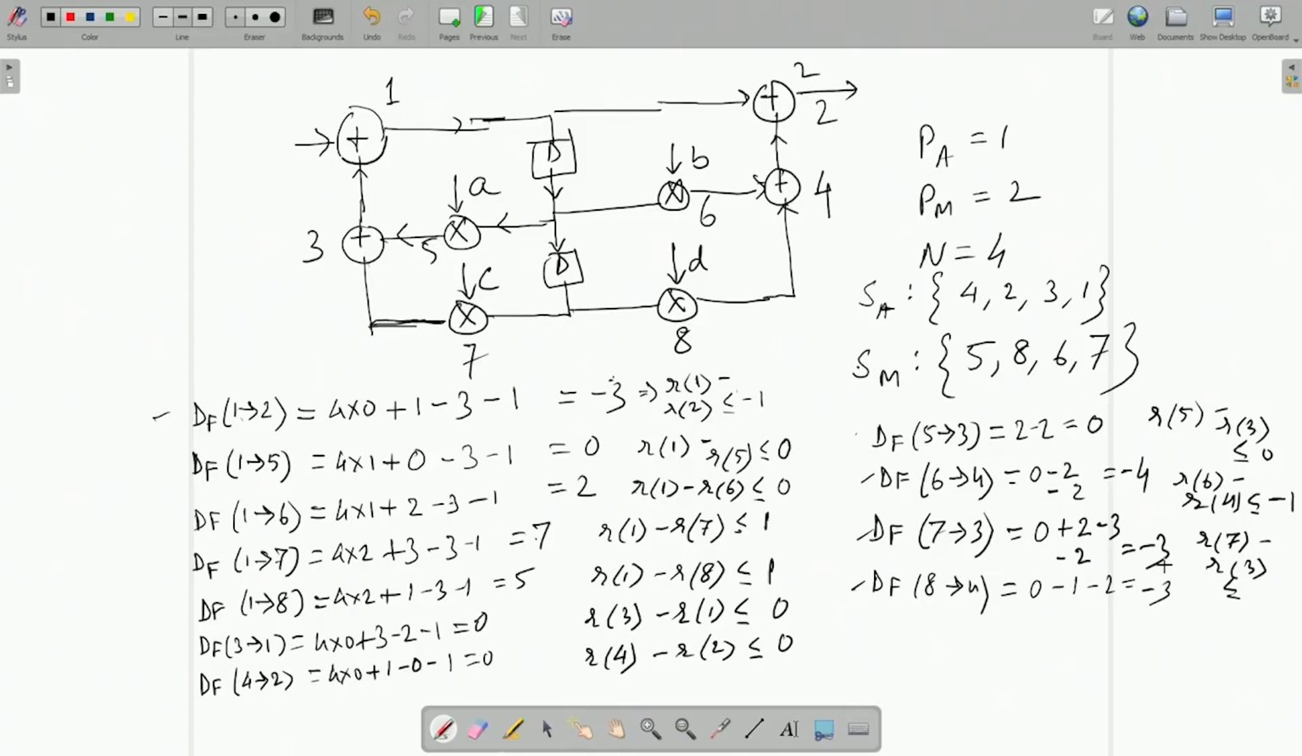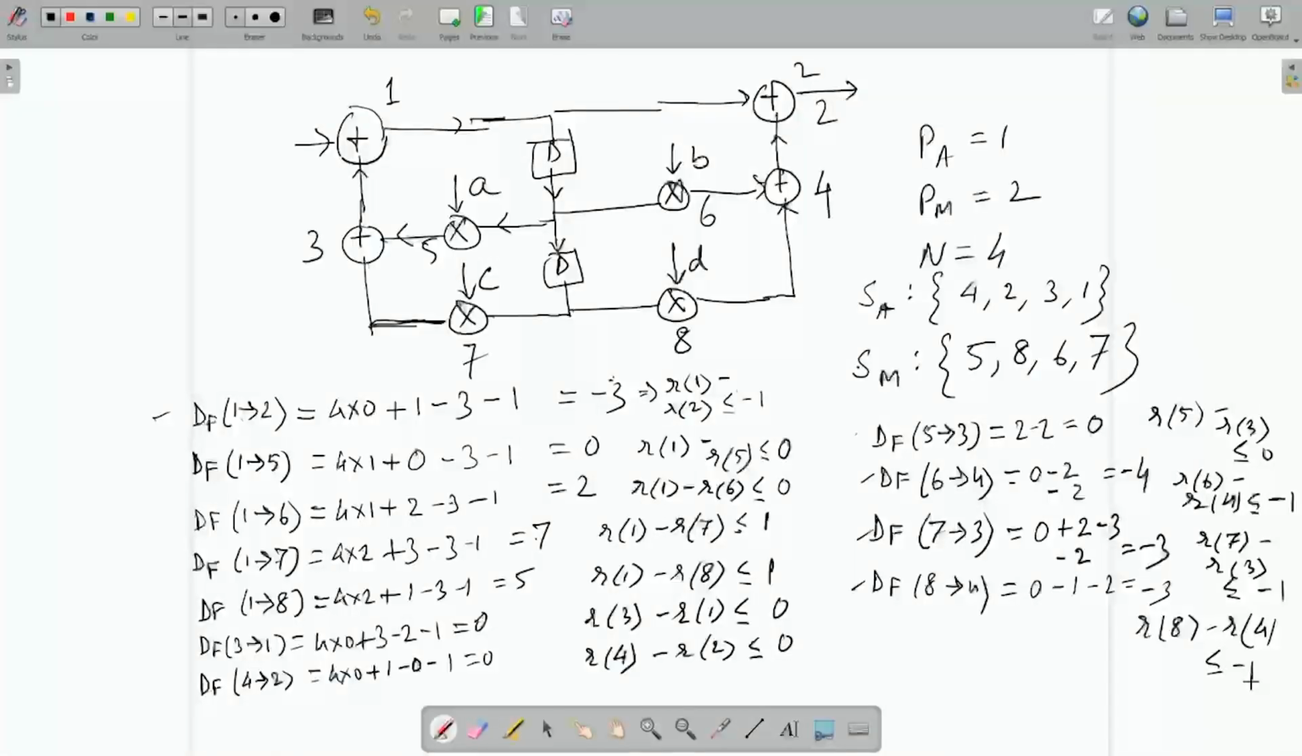Then R of 7 minus R of 3 less than equal to minus 3 by 4, which is a fraction. So, integer below that is minus 1. So, minus 1, and same here, R of 8 minus R of 4, here also minus 3 by 4, so it will be minus 1. So, you get a set of inequalities and you have got the feasibility inequalities. Feasibility inequalities were simple. For instance, between 1 and 2, you should have original W, which is 0, plus R of 2 minus R of 1, that should be greater than equal to 0.